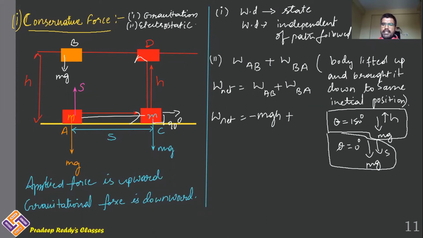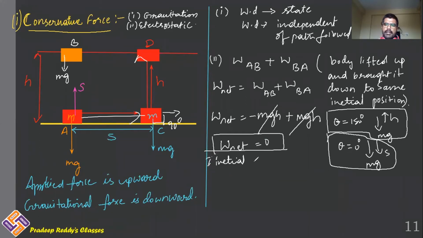If both directions are same, theta is equal to 0. Therefore, cos 0 will be equal to 1. Gravitational force is mg. Displacement from B to A is equal to h. Minus mgh plus mgh gets cancelled. What is net work done here? Net work done is equal to 0 because initial and final states are same.